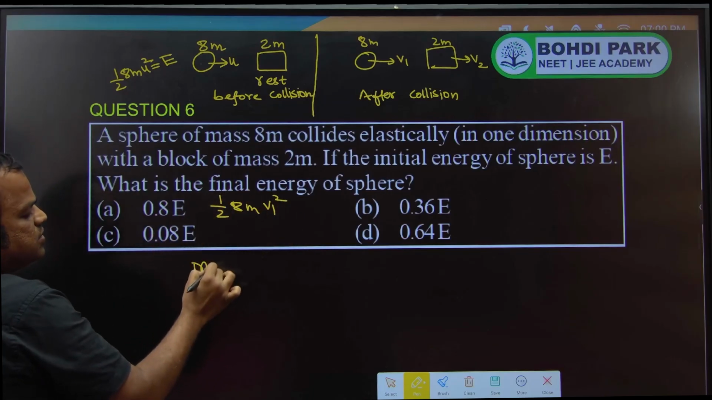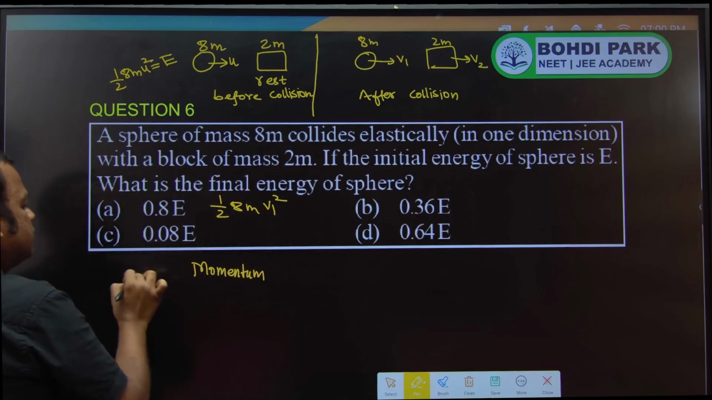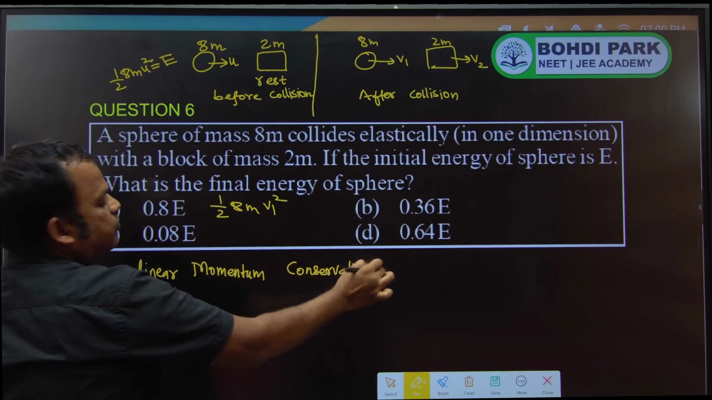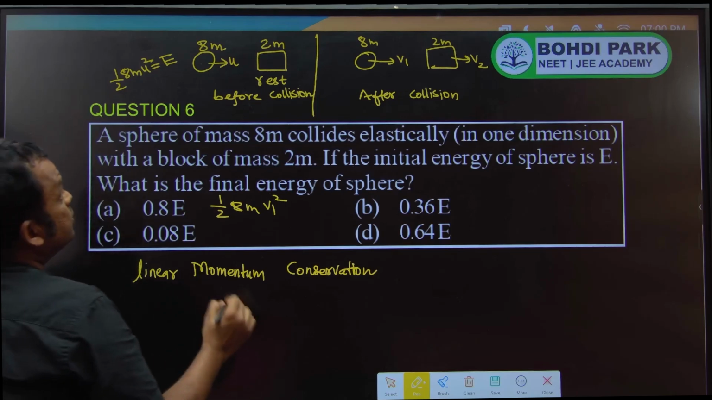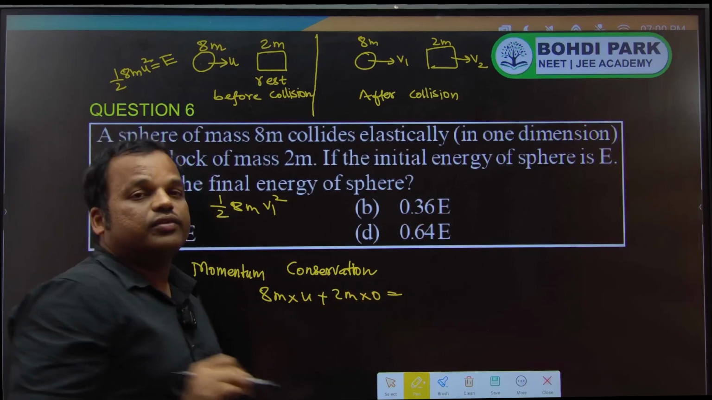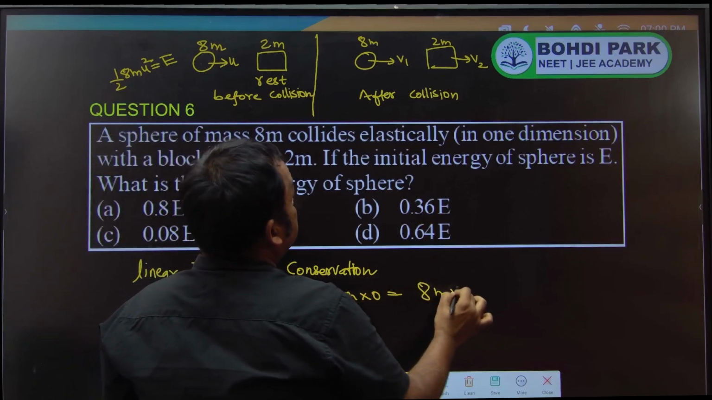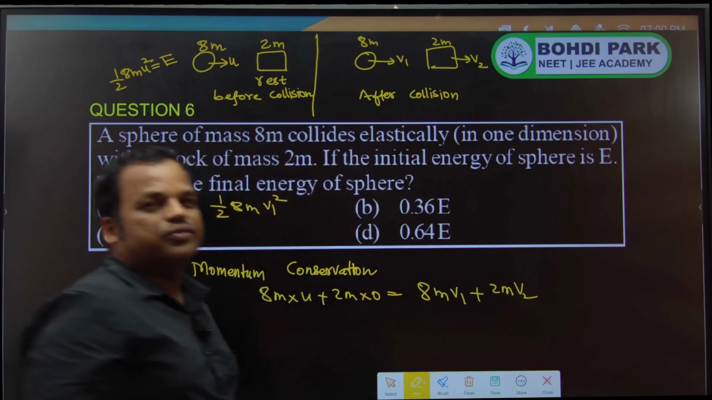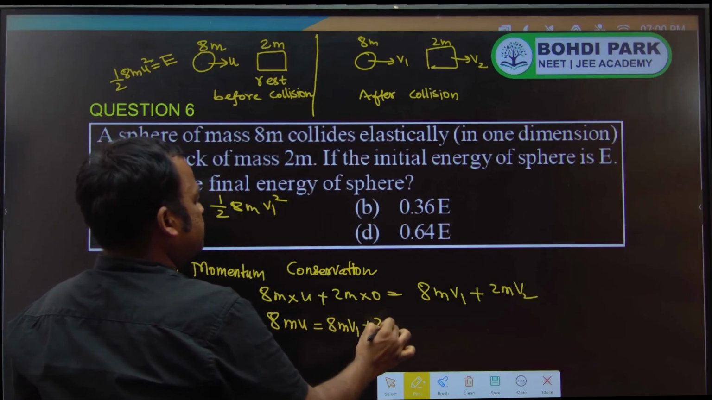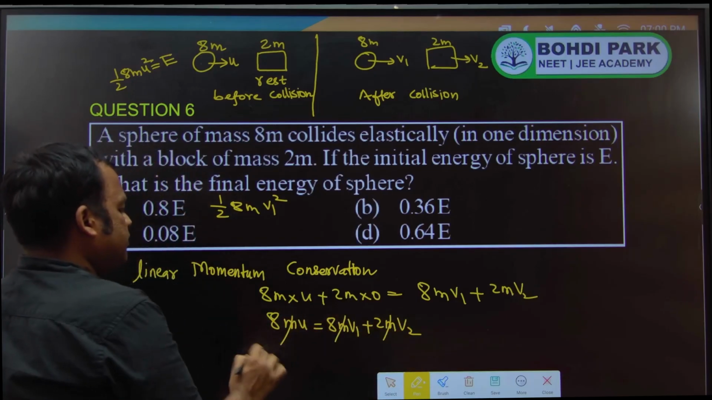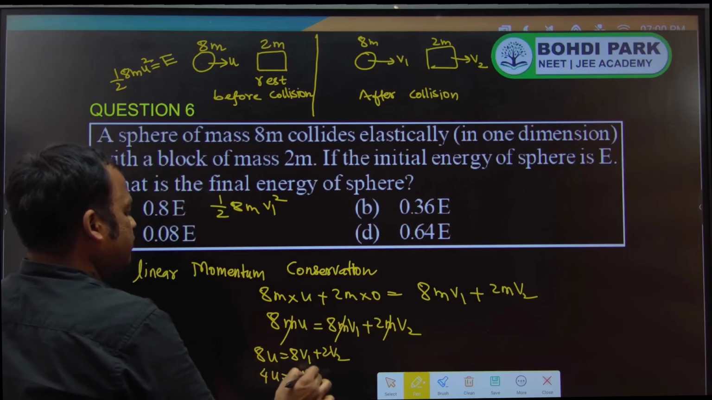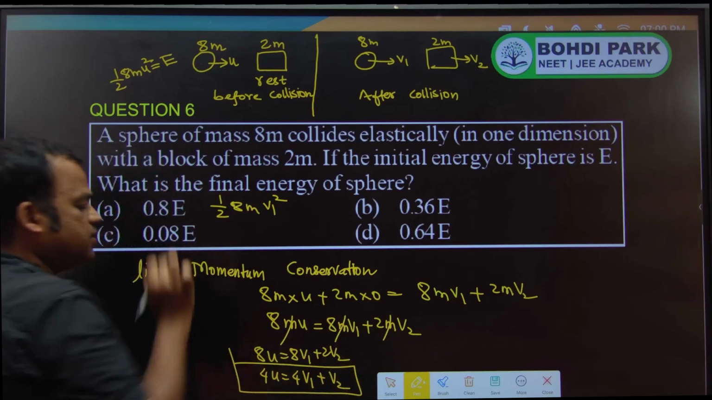So using momentum conservation, that is linear momentum conservation. So after and before, so 8m into u plus 2m into 0 is equal to 8m into v1 plus 2m into v2. So we have 8mu is equal to 8m v1 plus 2m v2. So 8u is equal to 8v1 plus 2v2, or 4u is equal to 4v1 plus v2. Okay, this is first equation.